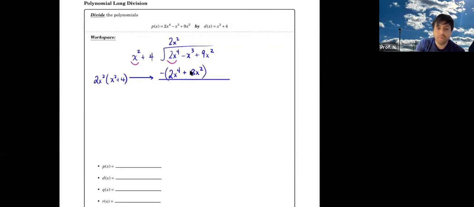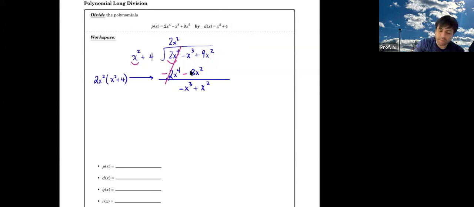But again, when you subtract by a polynomial, you distribute that negative sign, which changes the signs of everything in the second polynomial. The 2x to the fourth, they cancel. Be careful here. Minus x cubed cannot combine with this. So it just becomes minus x cubed. And then we see we can combine the 9x squared with the minus 8x squared. And so this becomes plus x squared.